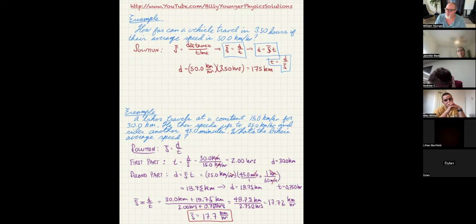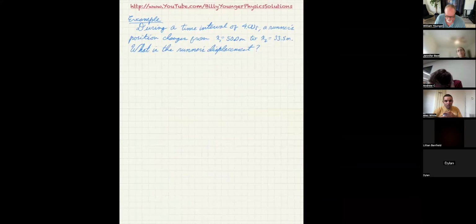Okay, so that's the problem your book did, which is still not trivial. It's not the easiest average speed calculation, but it is a little bit easier than the one I showed you. Anybody have any questions on that? All right.